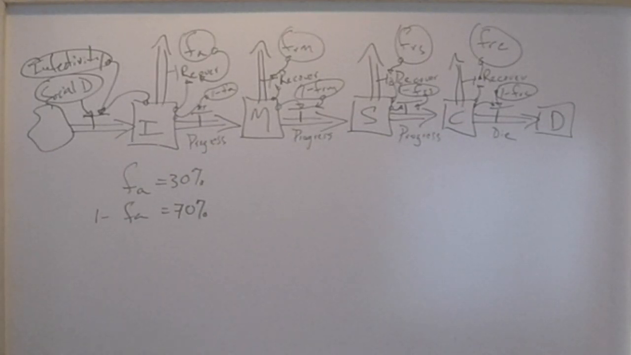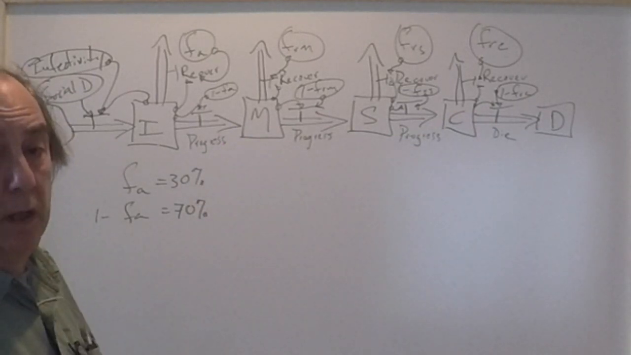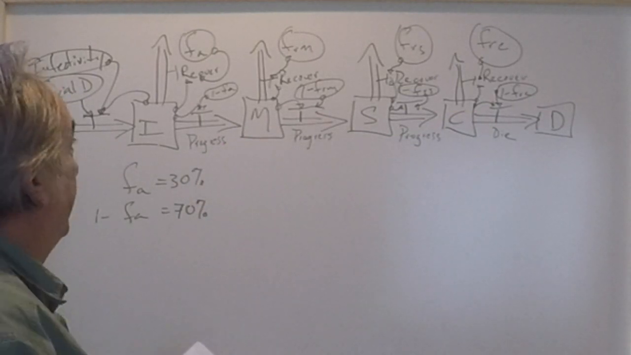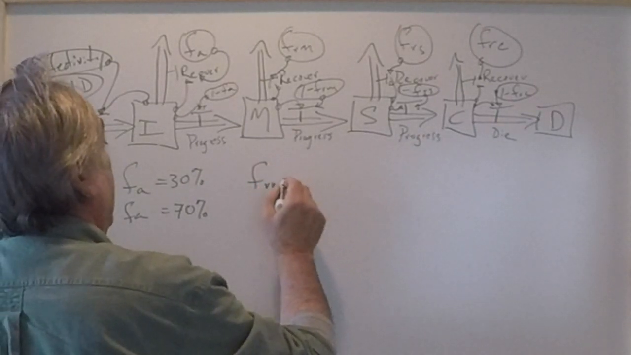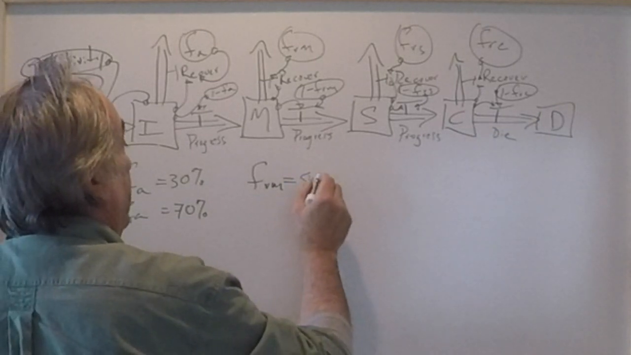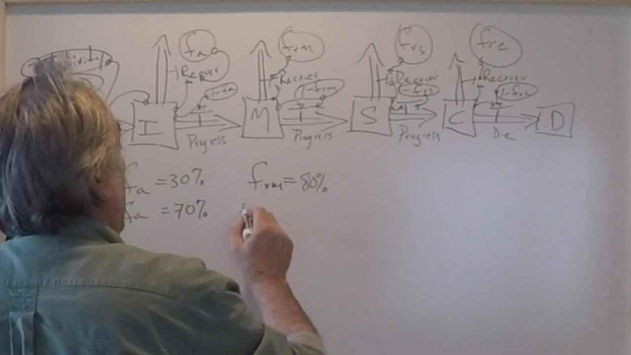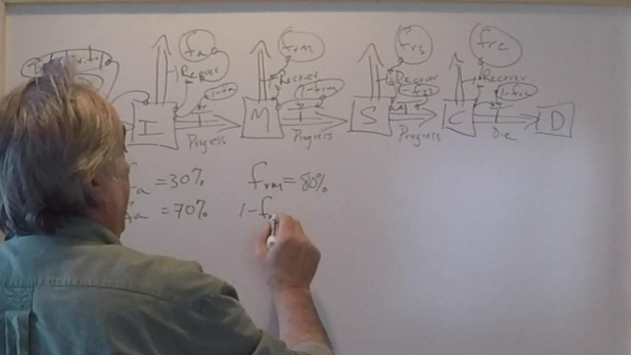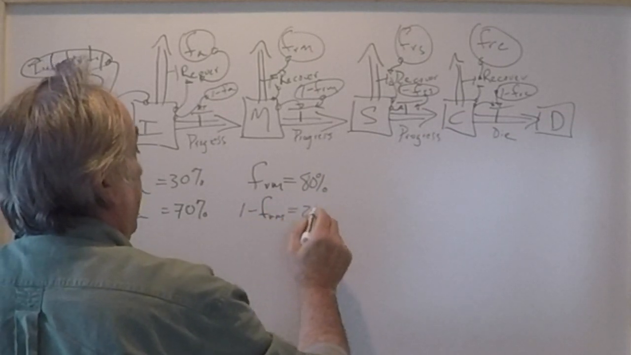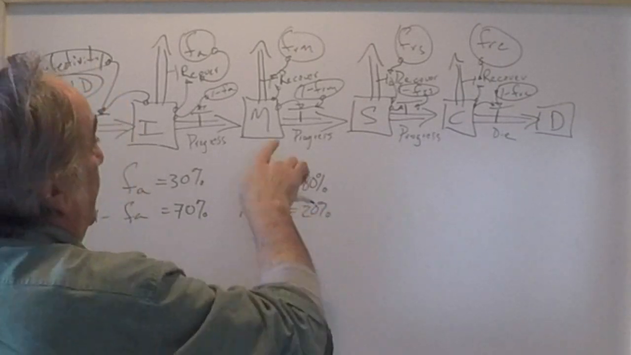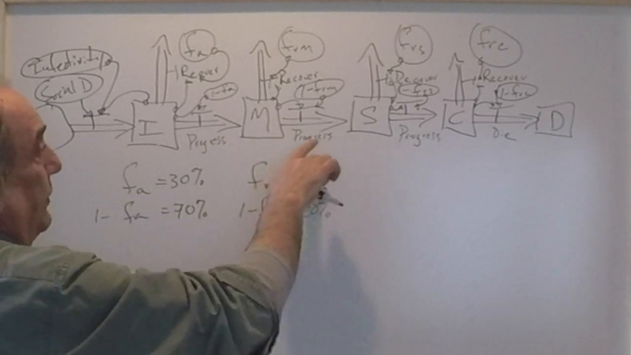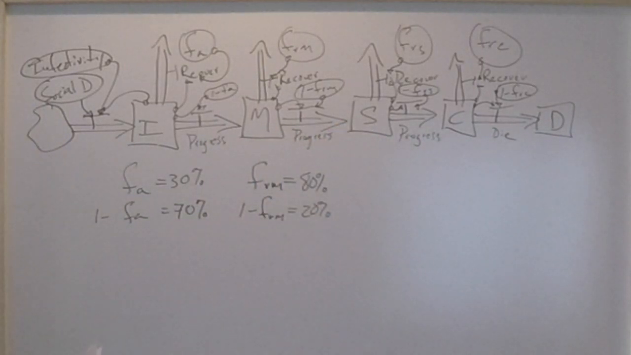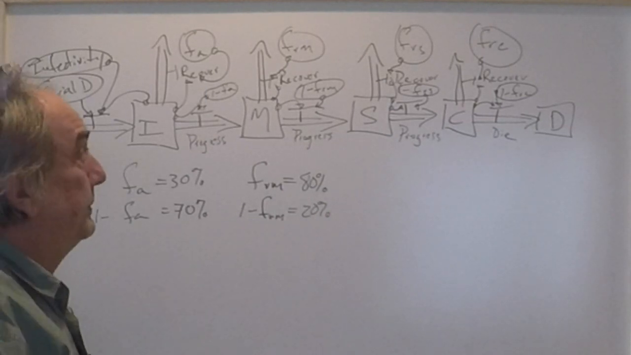All right, so then the people who develop mild symptoms, the fraction of people who recover from a mild case is equal to 80%. And then 1 minus the fraction that recover from a mild case is 20%. So 20% of these folks go on to develop a severe case of COVID-19.